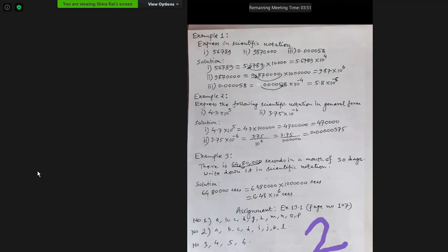Now another one, number 2, 3.75 into 10 to the power minus 6. This is equal to 3.75, and that 10 to the power minus 6, if you write it in the denominator, the sign of the power changes. If it is minus, it becomes what? Plus. Are you clear? By dividing, that negative power becomes positive.